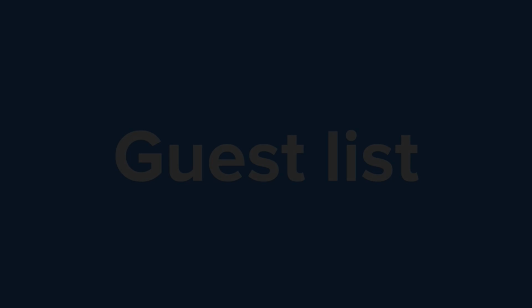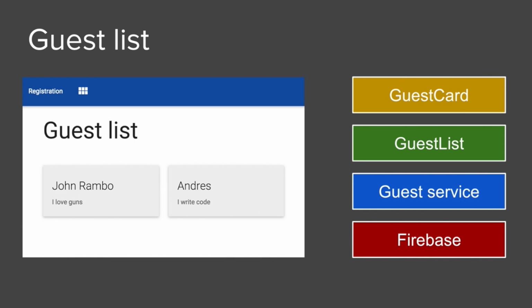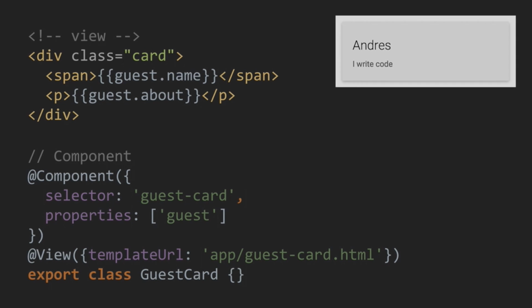And now the guest list. It's a little bit more complex. It has more components. You have the guest card, which displays a couple of pieces of information. You have the guest list component. You also have the guest service, which is the one that tells you, okay, this is the list of guests. And finally, Firebase.